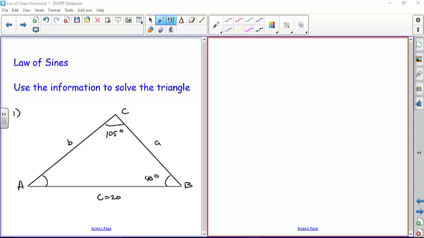Okay, so here are the solutions for using the law of sines. The first problem shows you the triangle. The next ones after that don't show you the triangle. So what we have is an obtuse triangle because this angle is greater than 90 degrees.